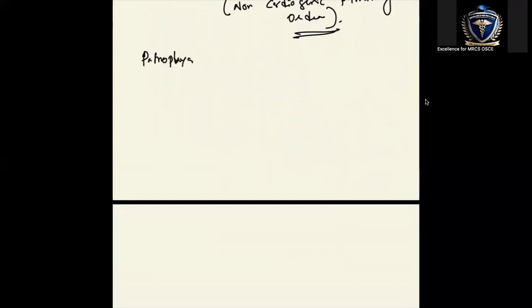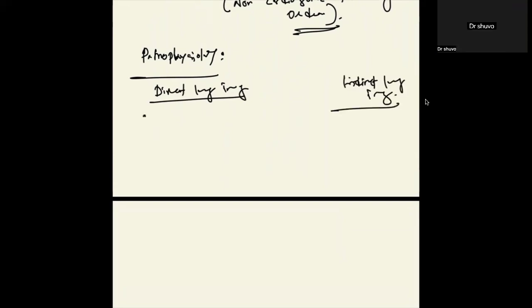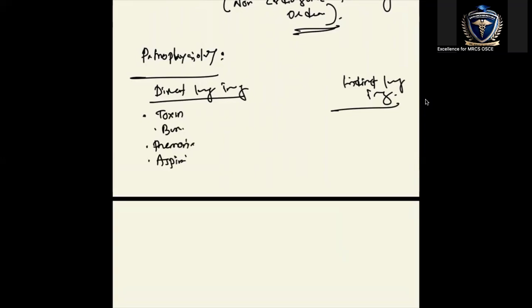So always remember, ARDS is divided into two types of injuries. One is direct lung injury, and another one is indirect lung injury. In case of direct lung injury, there is always a direct effect on the lung alveoli, like toxins, some burn, some pneumonia, some aspiration. These are the direct lung injuries.